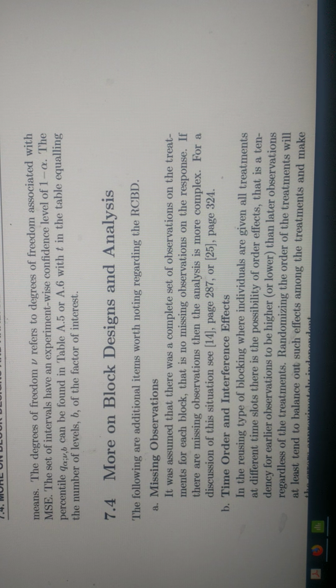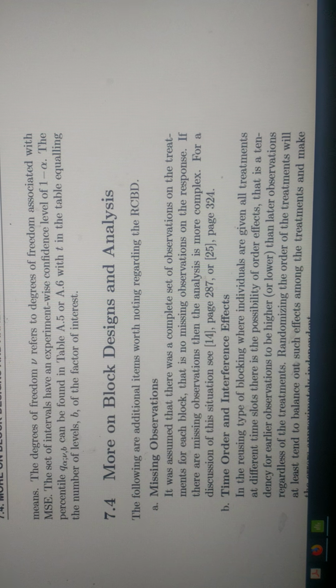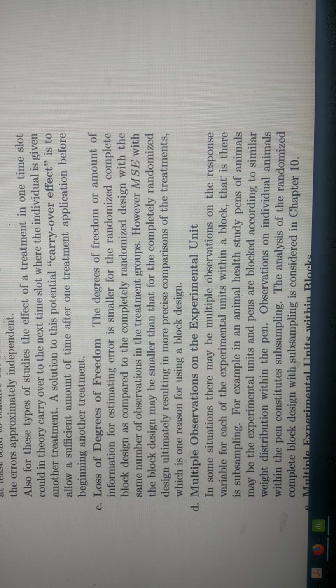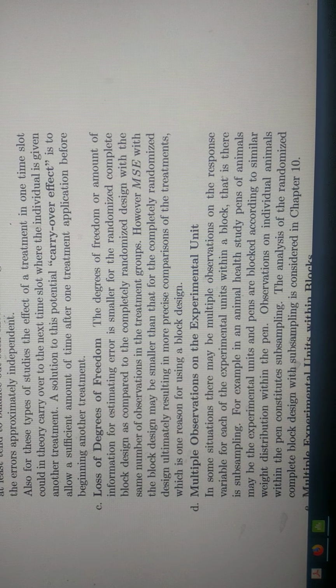Hopefully we'll have a chance towards the end of class to look at a situation where we have one of these unbalanced designs, whether it was because of missing values or whatever. You just have unequal sample sizes, so you might have n equals 2 for some combinations and 1 for others and things like that. Let's move on down. I think we talked about time order and interference effects already. Let's go on down. The one thing that we haven't really talked about that I think is important to talk about is this C, loss of degrees of freedom.